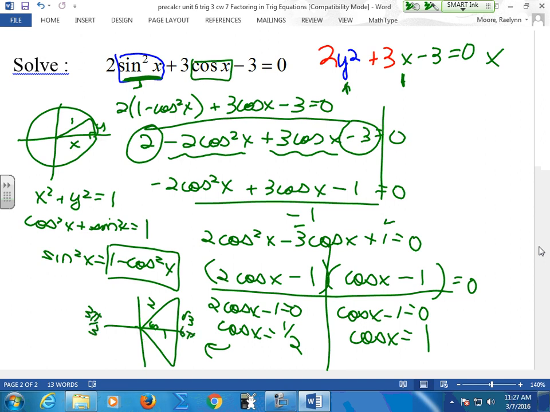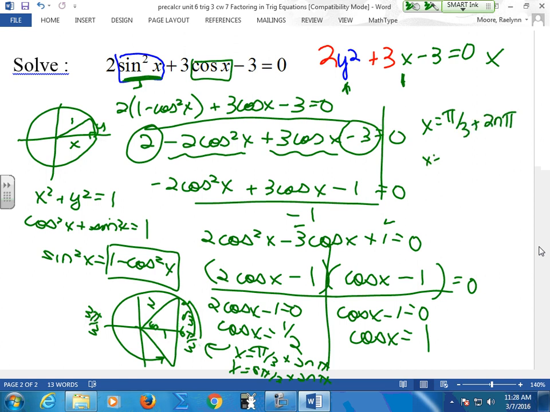So this is 3 pi over 3. This is 6 pi over 3. So let's name these angles. The first guy, pi over 3, plus 2n pi. And who's the second one? 5 pi over 3, good. Plus 2n pi. Okay, so we have 2 for those. We said x is equal to pi over 3 plus 2n pi, and x is equal to 5 pi over 3 plus 2n pi, where n is any integer.